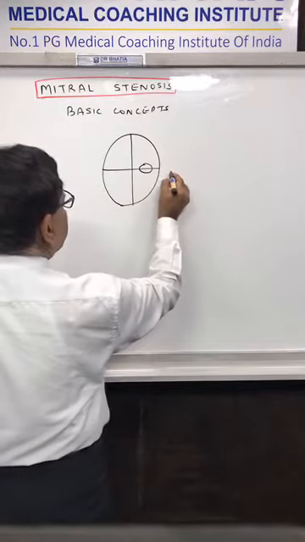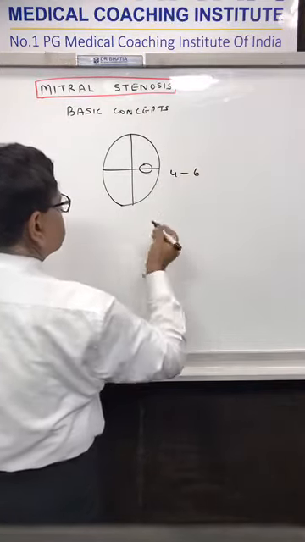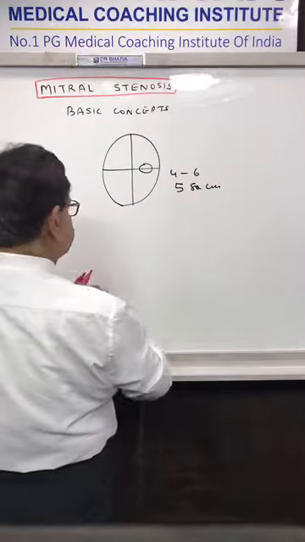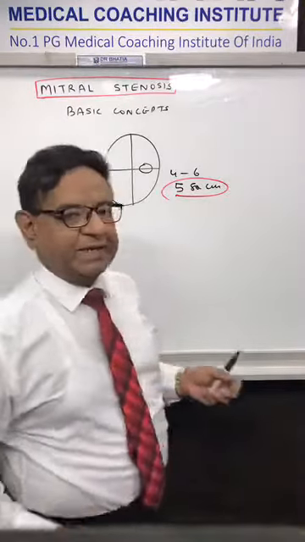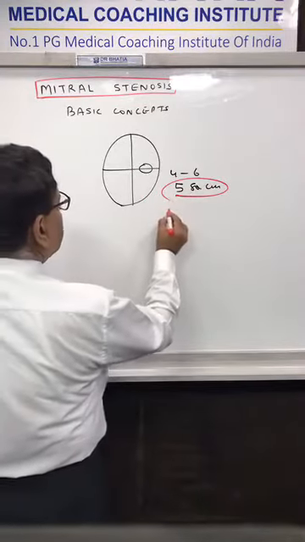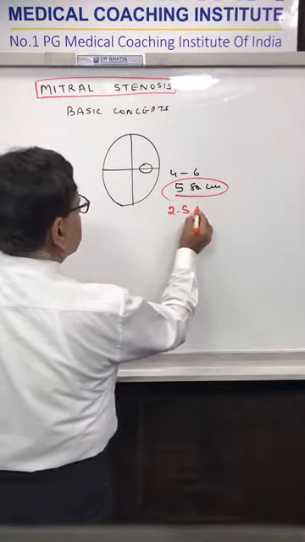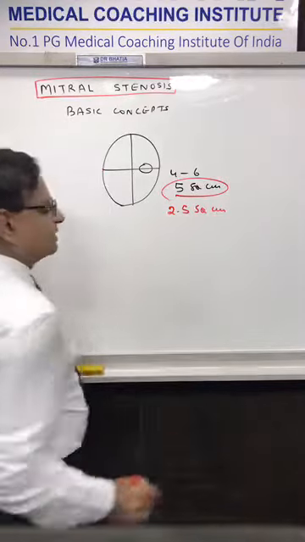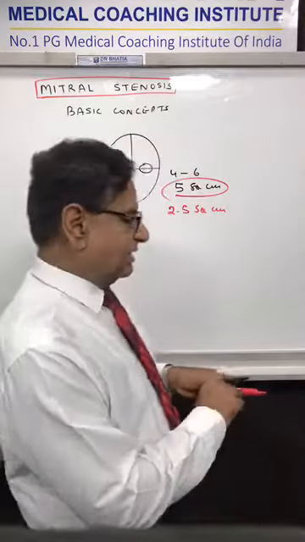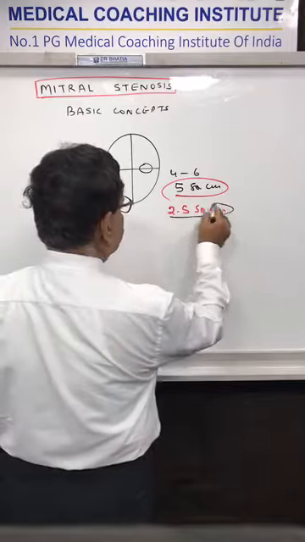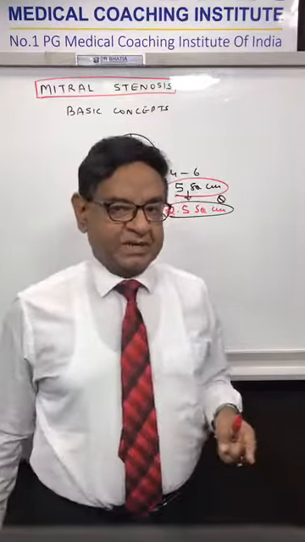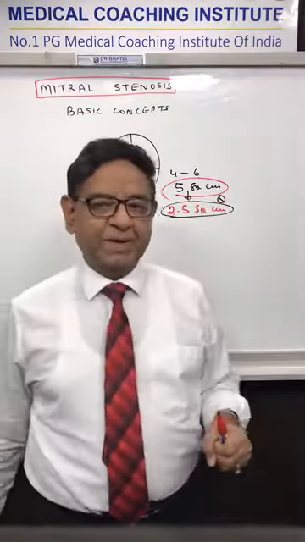A normal mitral valve area is 4 to 6 square centimeter. Average is 5 square centimeter, so I'll be taking 5 as the average. Now when the area goes to 2.5 square centimeter, the symptoms start. Point to be noted: the area goes down to almost 50%. From 5 to 2.5, symptoms start appearing. This is the important point to be remembered.